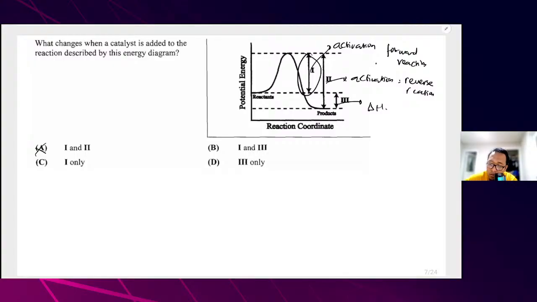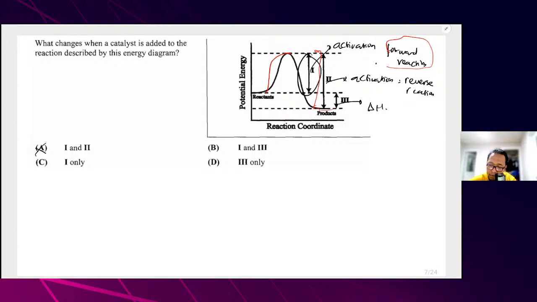Oh, okay. So you see, this is from here to here. This is the forward reaction, and if we want the reverse reaction, it is coming from here to here. So 1 and 2 are the activation energy.